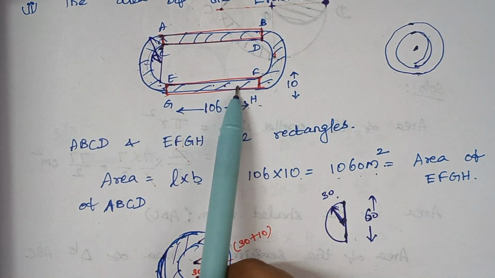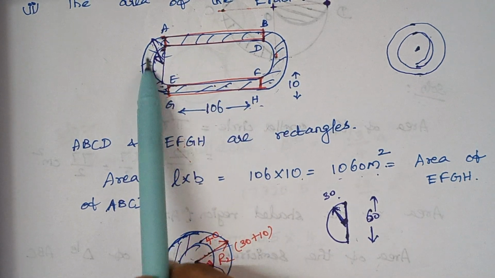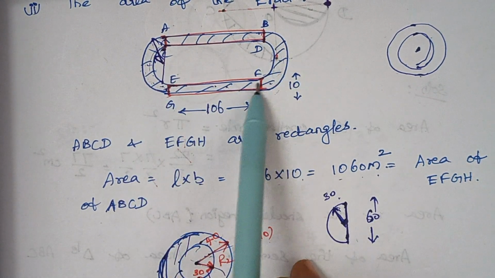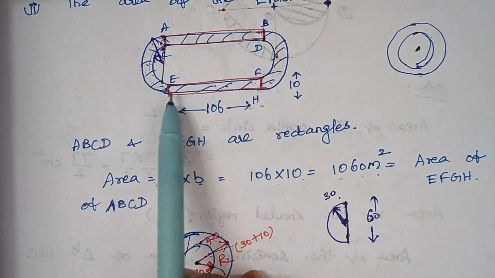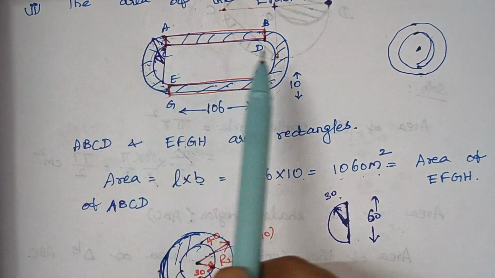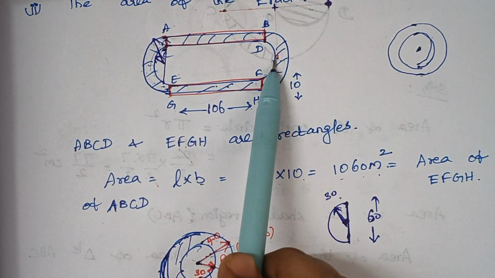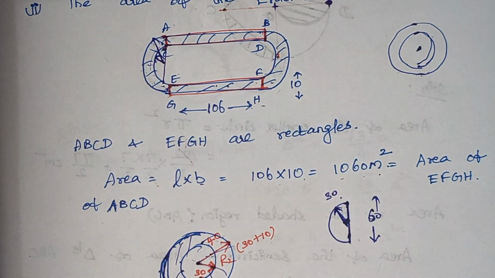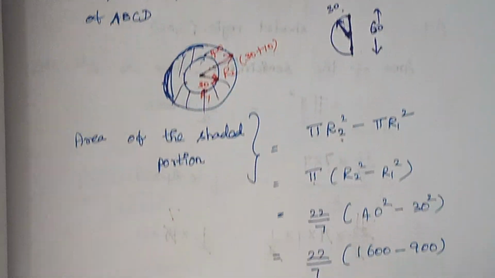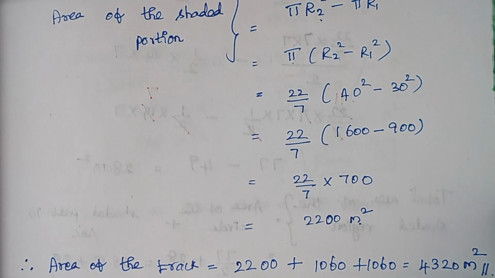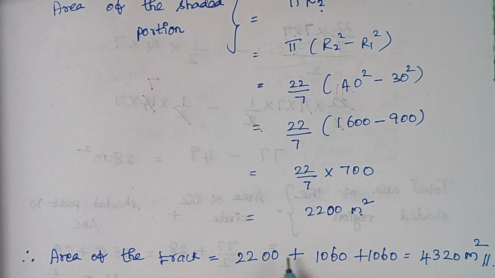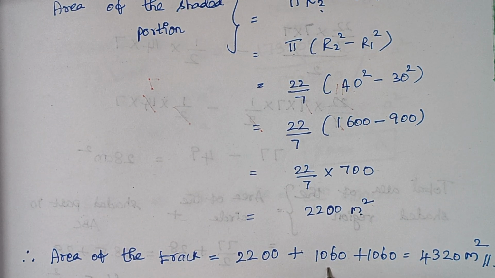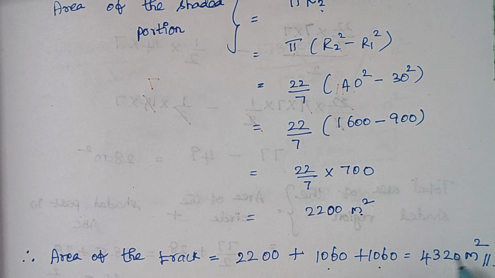Area of the track is nothing but this area plus this area plus this area plus this area, and these two areas, they together form the concentric circles, and we have calculated the area. So here you see you have to add this 2200 plus the area of one rectangle plus the area of the other rectangle. So here the final answer is 4320 meters square, right?